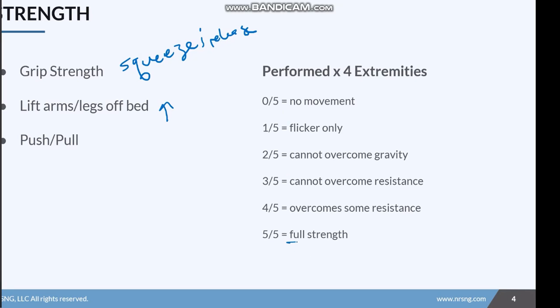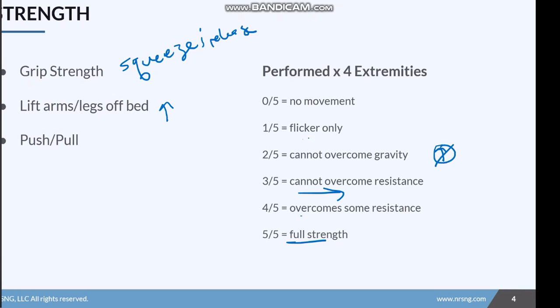So a 5 out of 5 is full strength. 4 out of 5 means if I put some resistance on them, they're going to be able to overcome it a little bit, but they're going to pull back some. 3 out of 5 means they can't overcome that resistance. As soon as I start pushing on their arm or their leg, it's going to fall back down. 2 means they can't overcome gravity. That means they can't even lift it off the bed.